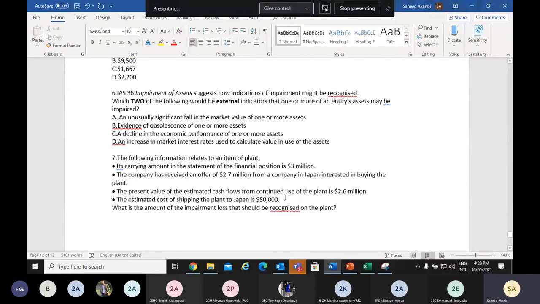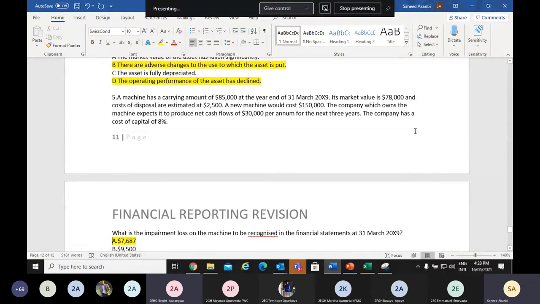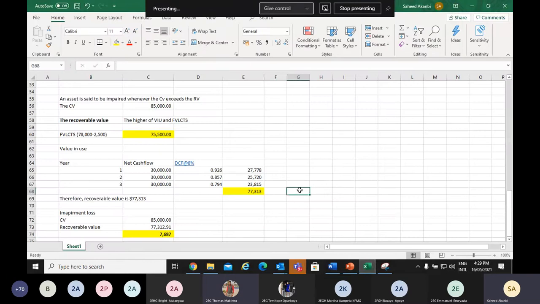So number 6. Oh yeah, number 6. Who is reading? Sir, please, number five. Please, in question five, what's the purpose of computing 75,500? Say what? Hello, can you come again? What was the purpose of computing 75,500?